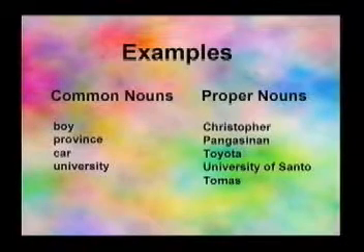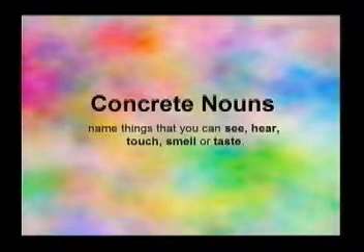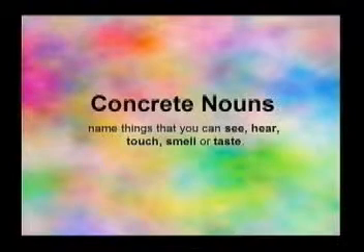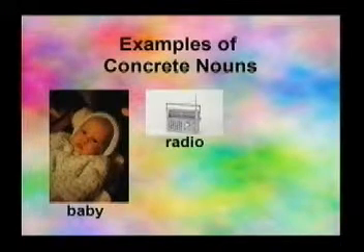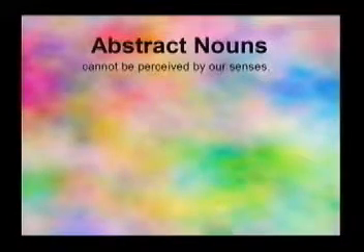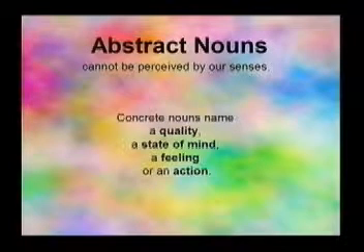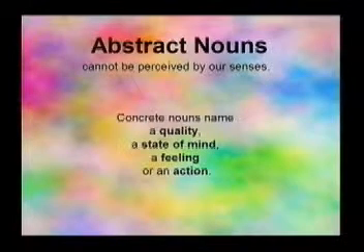Nouns, particularly common nouns, may also be classified as concrete or abstract. Concrete nouns name things that you can see, hear, touch, smell, or taste. For example, baby, radio, ice, flower, apple. Abstract nouns name a quality, a state of mind, a feeling, or an action. Unlike concrete nouns, abstract nouns cannot be perceived by our senses.